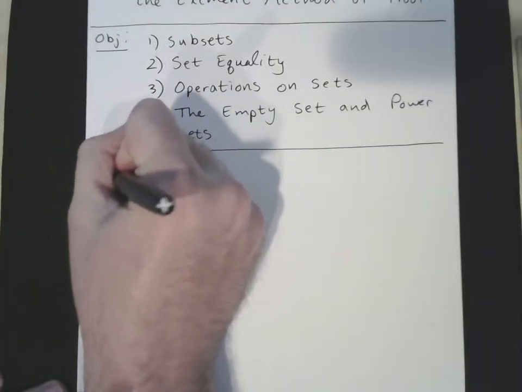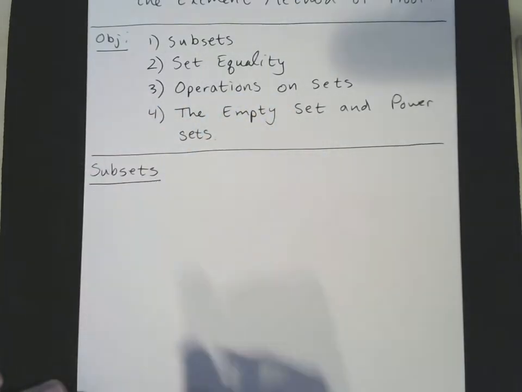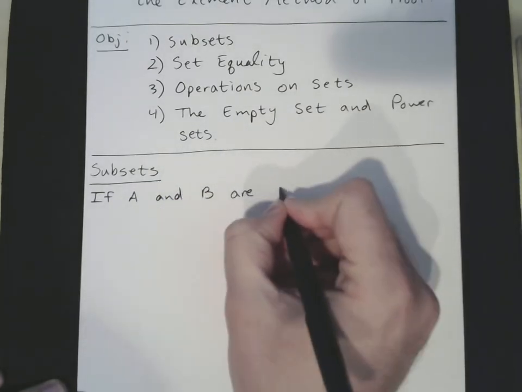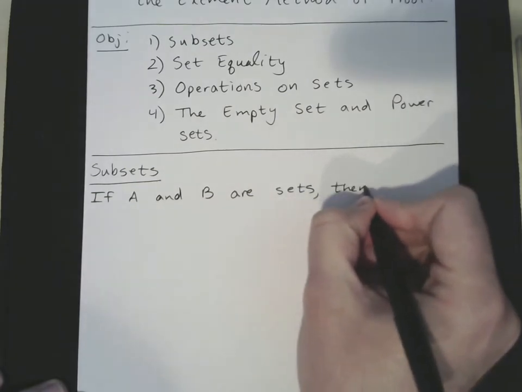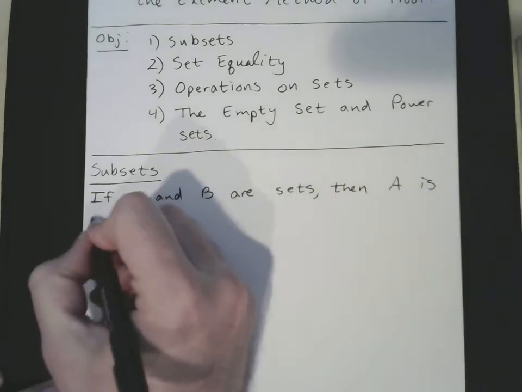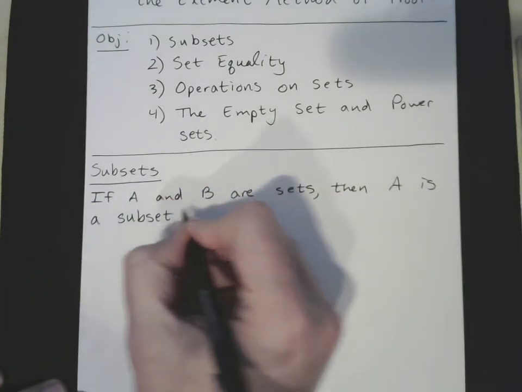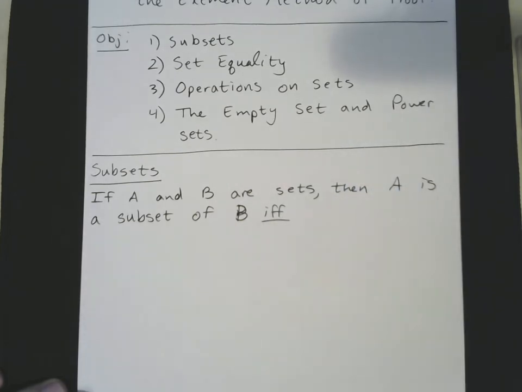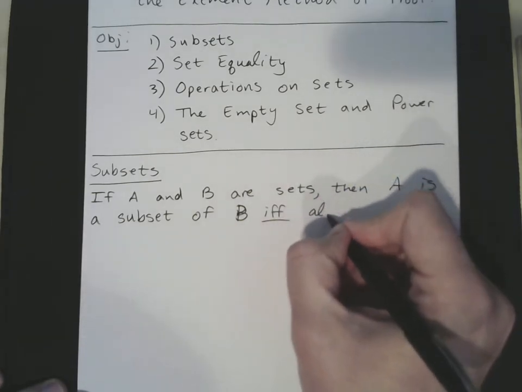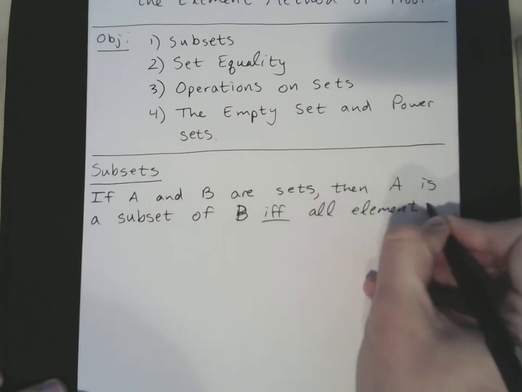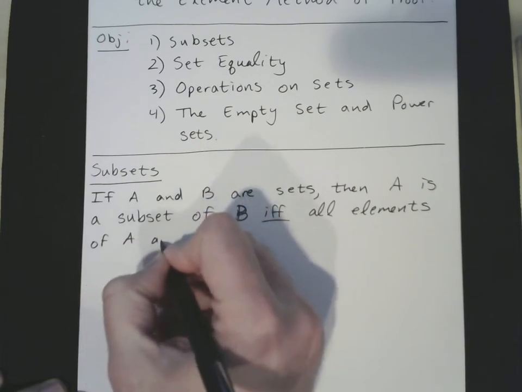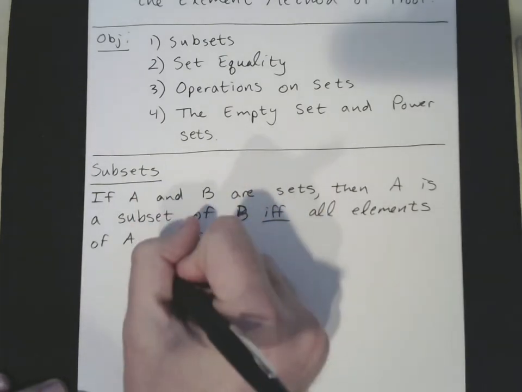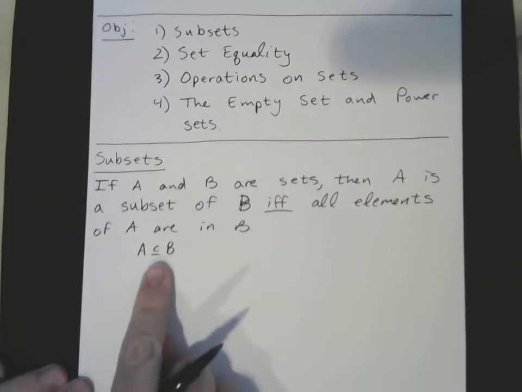Okay, so subsets. Our definition for subsets is: if A and B are sets, then A is a subset of B if and only if, remember this is my shorthand for if and only if, all elements of A are in B. So in symbols, A is a subset of B, so this is our subset symbol.